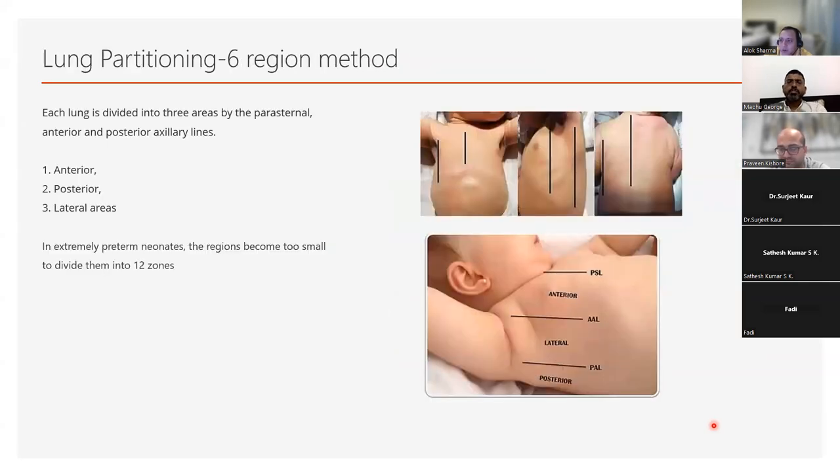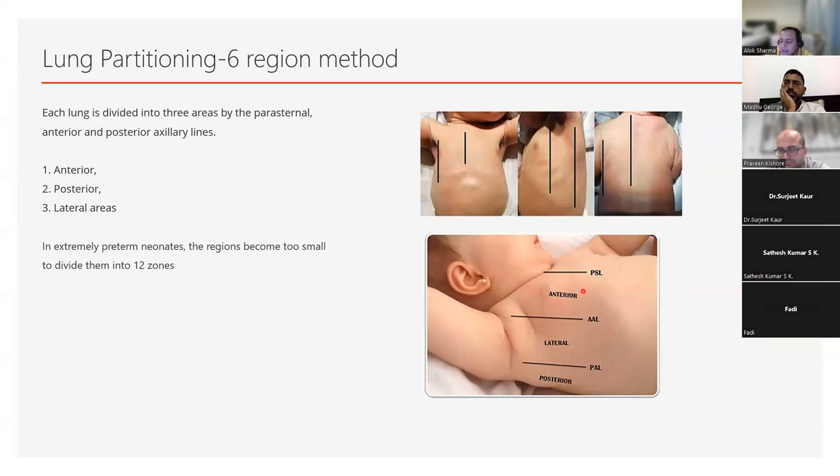Okay, we've talked about the 6-region method. Again, simple. Anterior, posterior, and lateral areas. It's the same markers: midline, anterior axillary, posterior axillary, and then the spine. Just in an extremely preterm baby, the probe will cover this entire area. So because it covers the entire area, the three region method is just as valid.